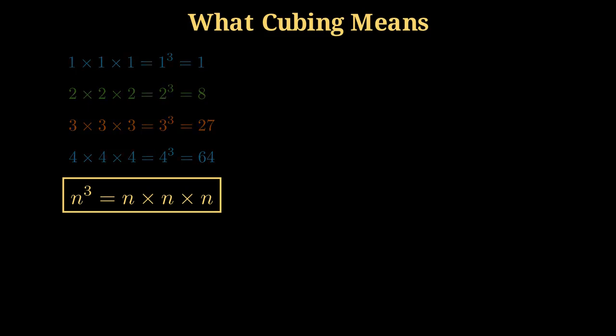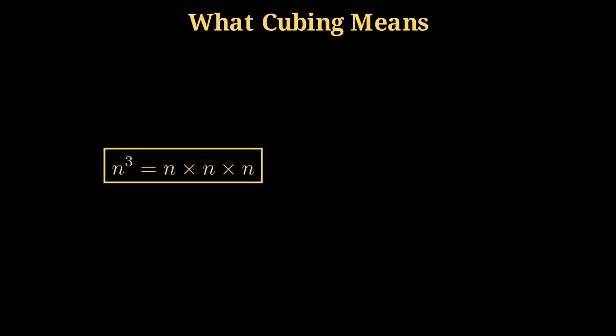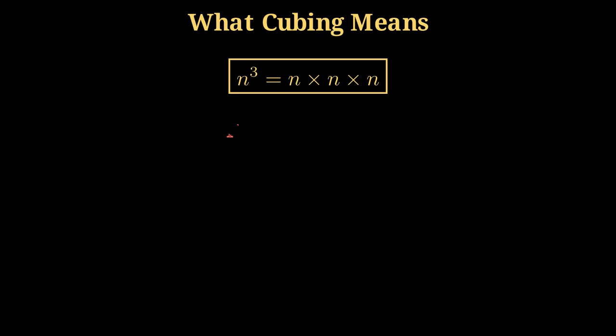One warning before the examples, the most common mistake in this whole topic. 4 cubed does not mean 4 times 3. That would be 12. 4 cubed means 4 times 4 times 4, 64. The index counts how many 4s are multiplied. It never multiplies the number itself.